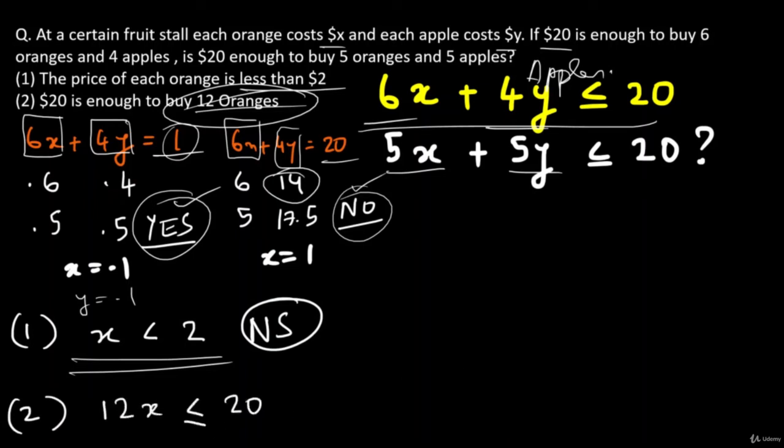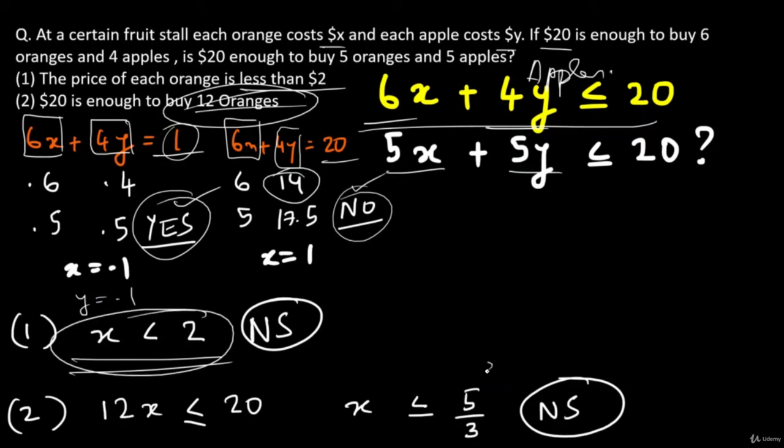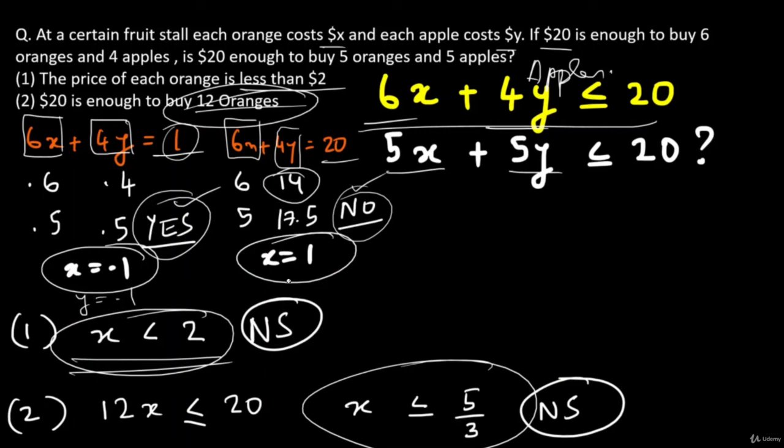Or that means x is less than or equal to 5 by 3, right? 20 by 12 is equal to 5 by 3. Now this is very similar to what was given in statement 1, right? Again, you will get the same scenarios. Even I could use the same plug-in values itself, because 0.1 and 1 are less than 5 by 3. Again, I'll get yes in some cases and no in some cases.